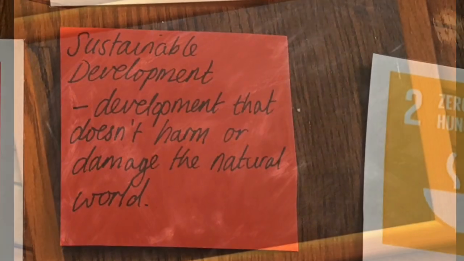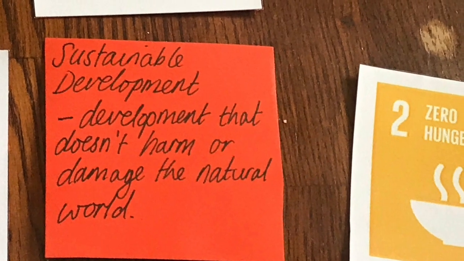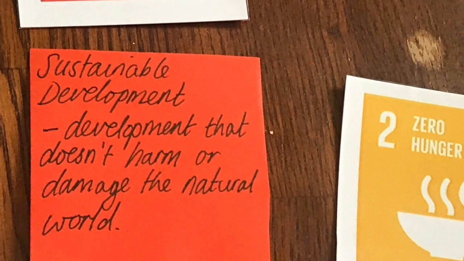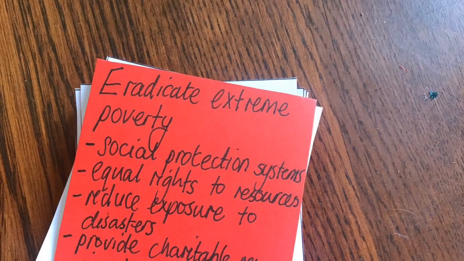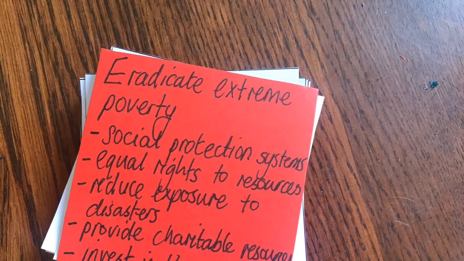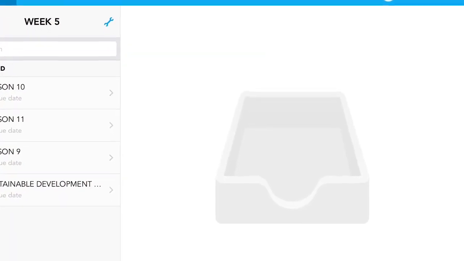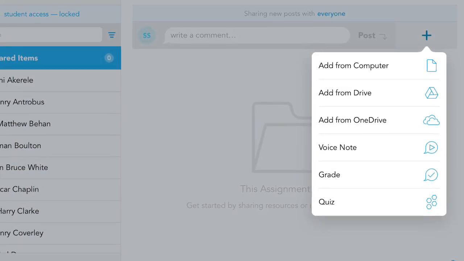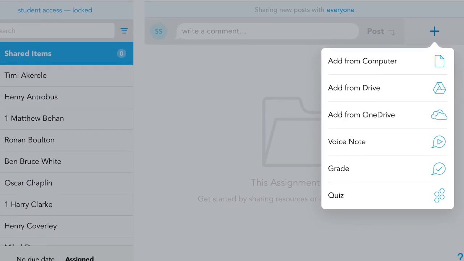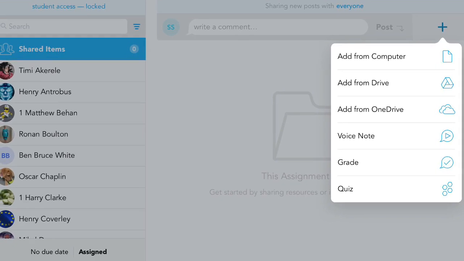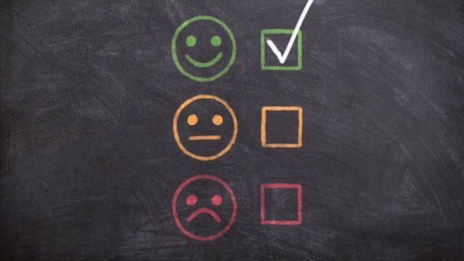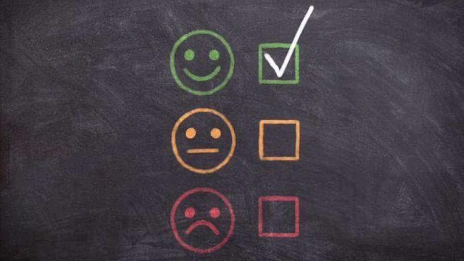So let's start with activity 1, which is to complete your sustainable development cards from last lesson. You need to finish all of those off, then take a photograph, just one, of all of the backs of them, or as many as you can fit in. And then you need to upload these to week 5 sustainable development cards. Once you have uploaded these, you have completed activity 1 and you can move on to activity 2.